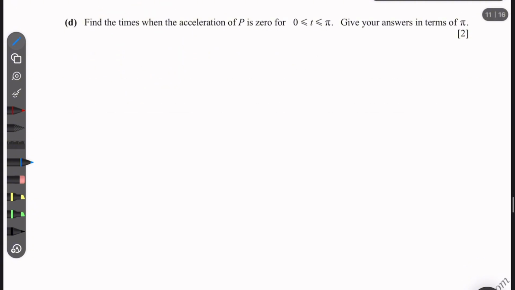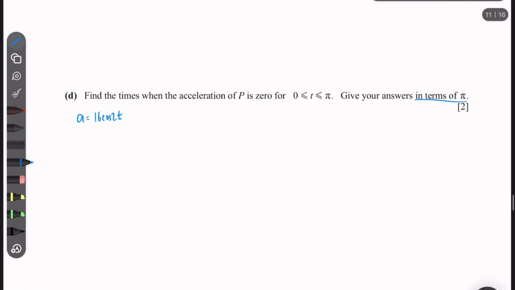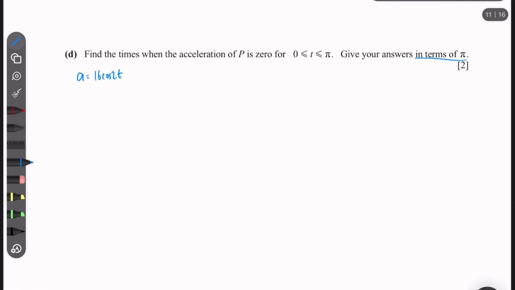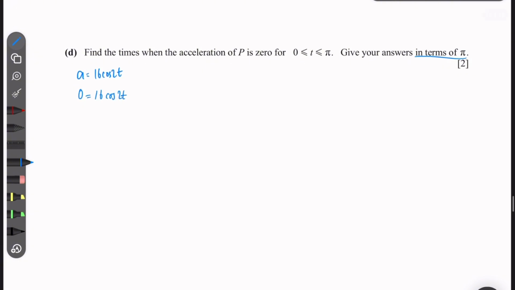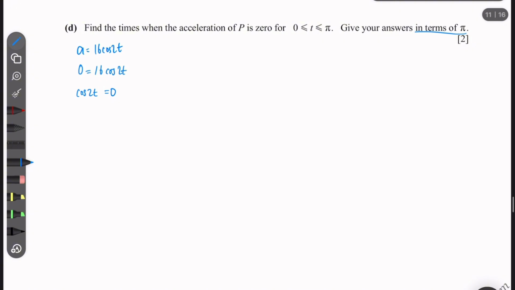Okay, question 9D. Find the times when the acceleration of P is 0 for this. Give your answer in terms of pi. So the acceleration equation is a equals 16 cos 2t. And then we make this equation equal to 0 since acceleration is 0. And then cos 2t equals 0. Inverse of cos 2t gives us the base angle pi over 2.